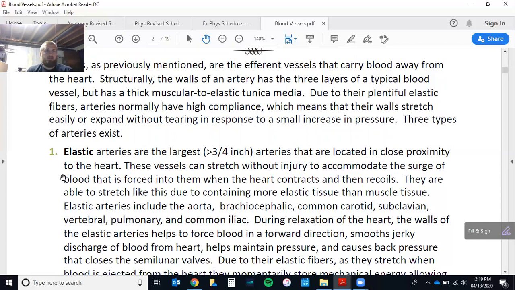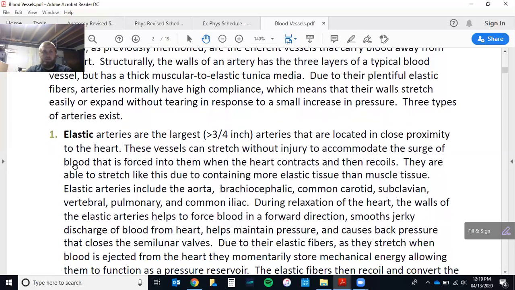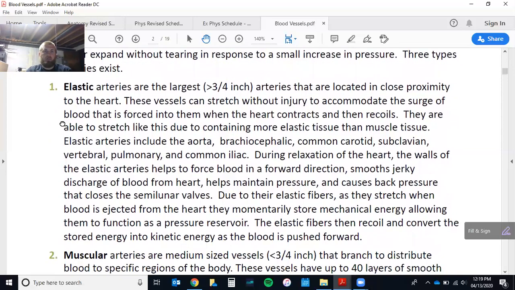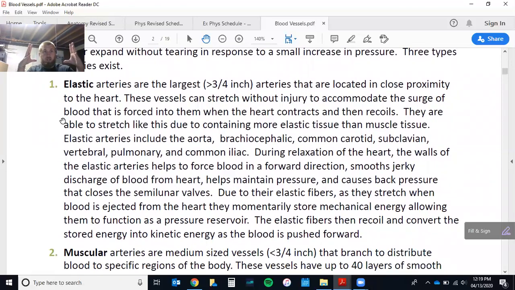Due to their plentiful elastic fibers, arteries normally have high compliance, which means that they have the ability to stretch easily and expand without tearing in response to small increases in pressure. That's especially the case for the first of our three types of arteries, called elastic arteries. We've seen the term elastic a lot this semester. We always think of the ability to stretch, but also to recoil. These are the blood vessels that we talked about, like the aorta, the other day.